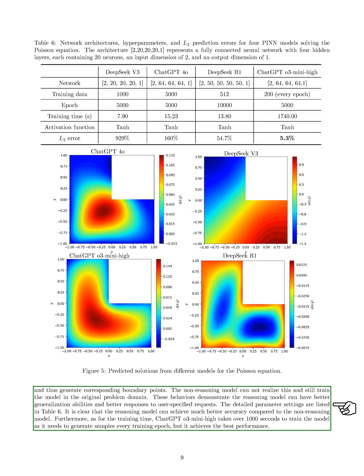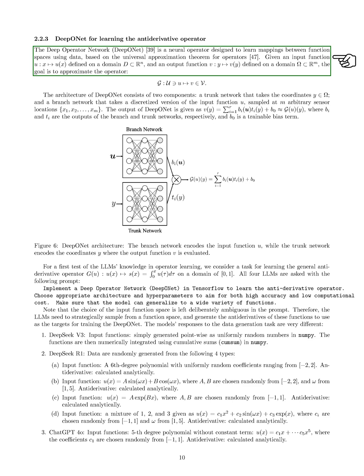Section: DeepONet for learning the antiderivative operator. In this section, we discuss the use of DeepONet to learn the antiderivative operator. DeepONet is a neural operator that helps us understand how to map between different function spaces using data, based on a principle known as the universal approximation theorem for operators.